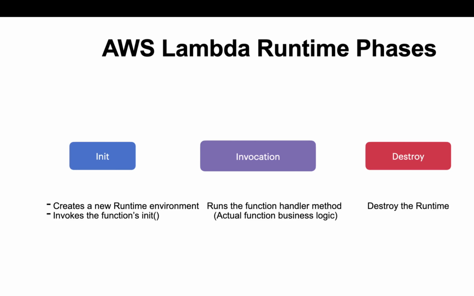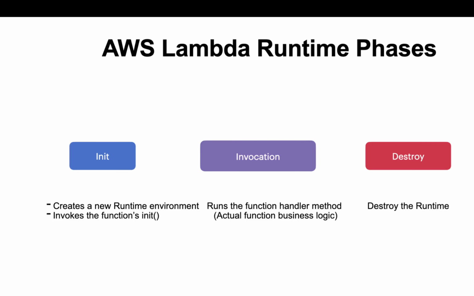In the invocation phase, AWS will invoke the function handler in response to a request. So essentially, in this phase, the business logic written within the function handler will be invoked. In the destroy phase, AWS will remove or kill the function instance.